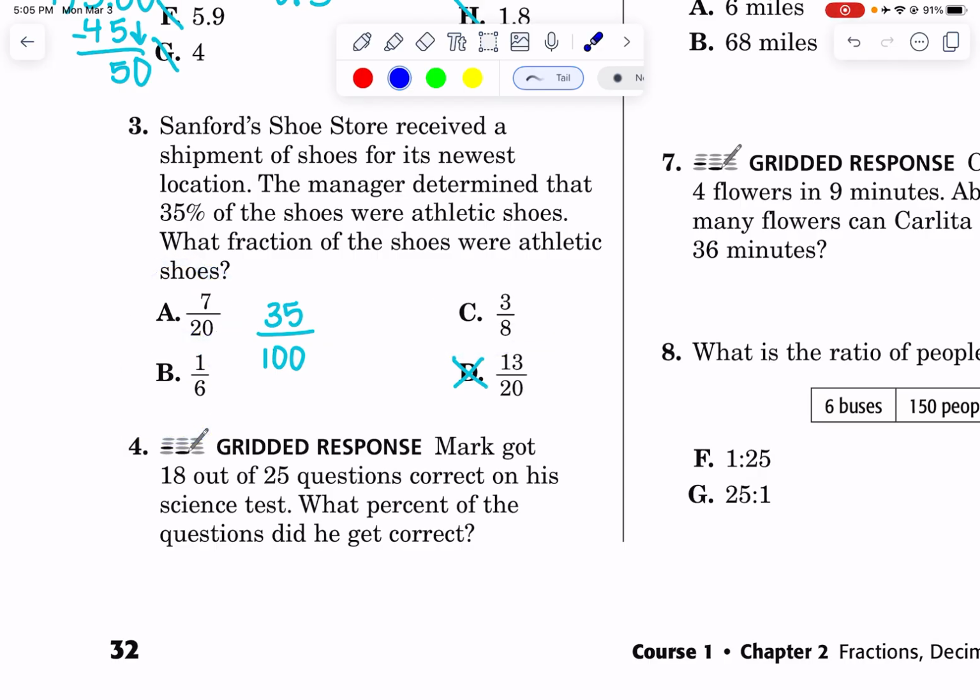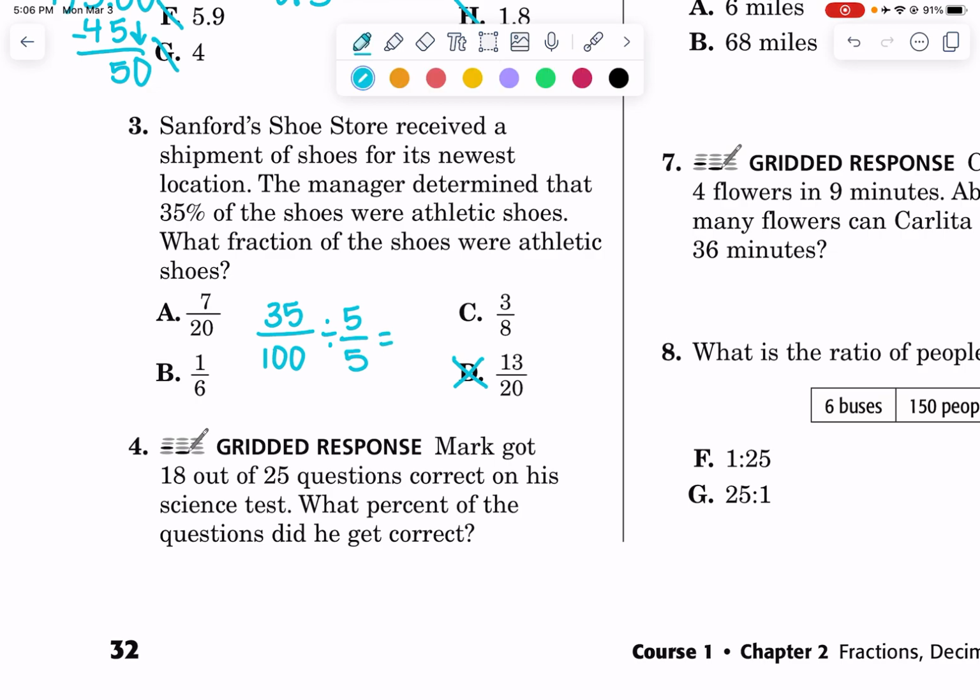It's probably simplified. So let's simplify. What can we divide 35 and 100 by? Ooh, 5. I know that because 35 ends with a 5, and 100 ends with a 0. If a number ends with a 5 or a 0, we can divide it by 5.